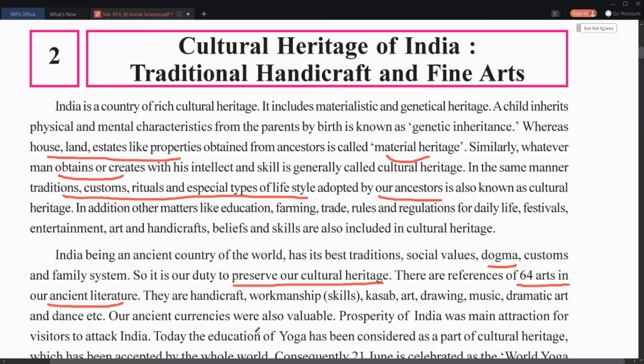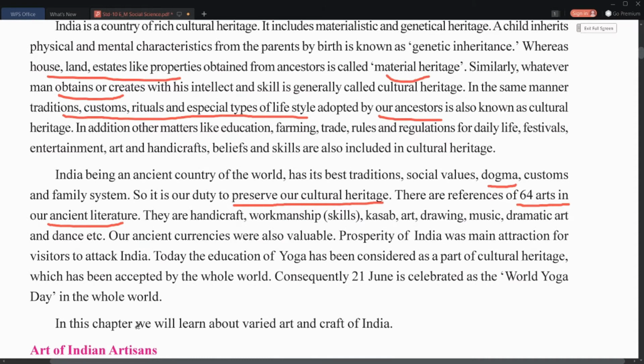Our ancient currencies were also valuable. It's but natural because India was one of the prosperous countries. And that's why our ancient currencies were also valuable. Prosperity of India was the main attraction for visitors to attack India. Due to our prosperity, the foreigners were attracted by India, by our country, and hence they attacked. After visiting India, they attacked India.